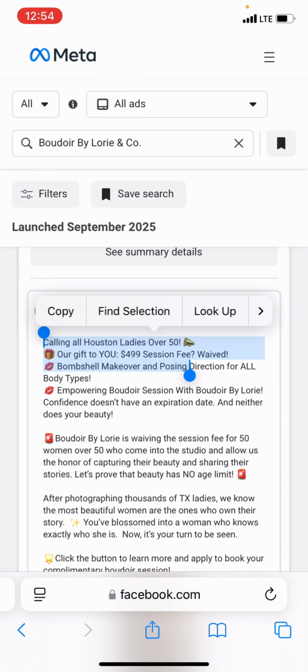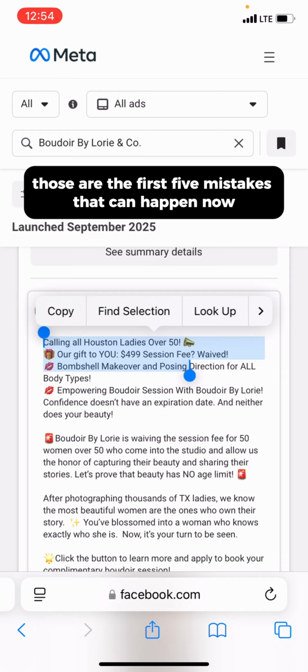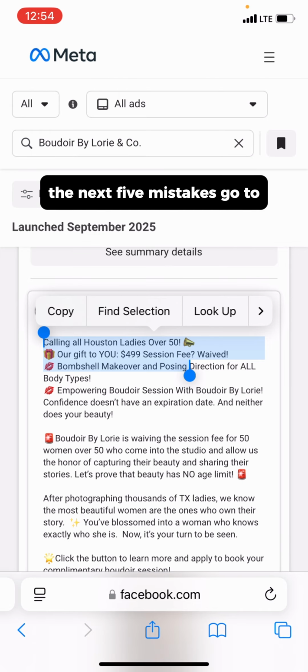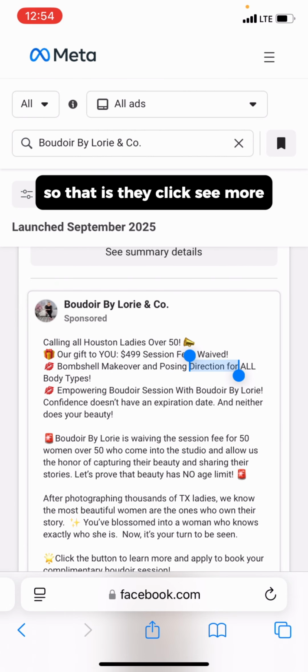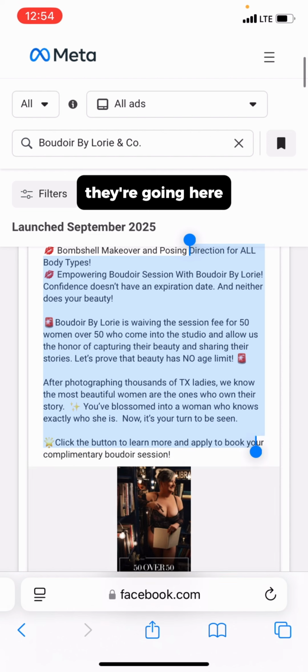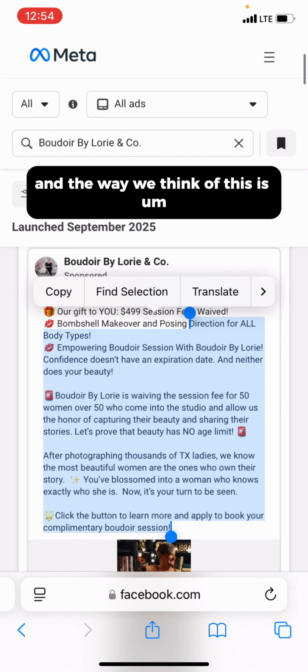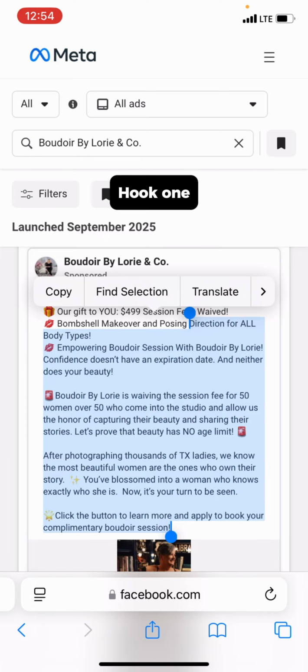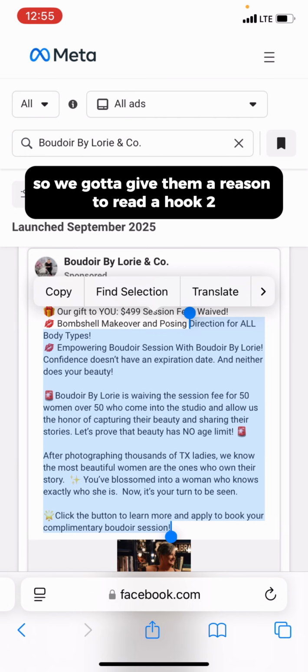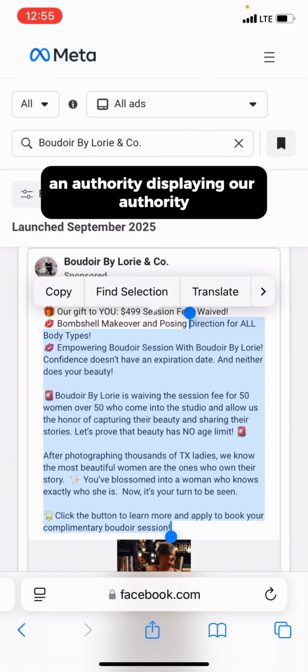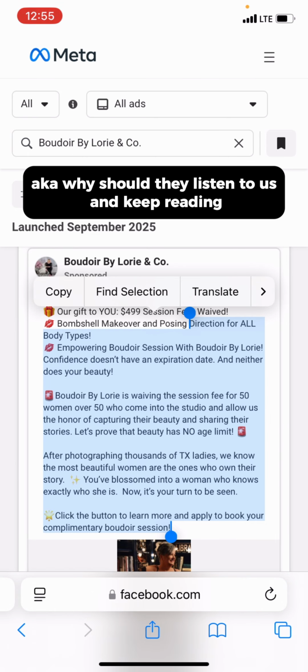All right, those are the first 5 mistakes that can happen. Now the next 3 can happen in the body copy. So they click see more, and they're going here. Think of the see more headline as hook 1. So hook 1, we got them to click. They click see more, but they're like, oh my God, a whole bunch of text more to read. So we gotta give them a reason to read a hook 2, and we always use an authority hook here. Displaying our authority, aka why should they listen to us?